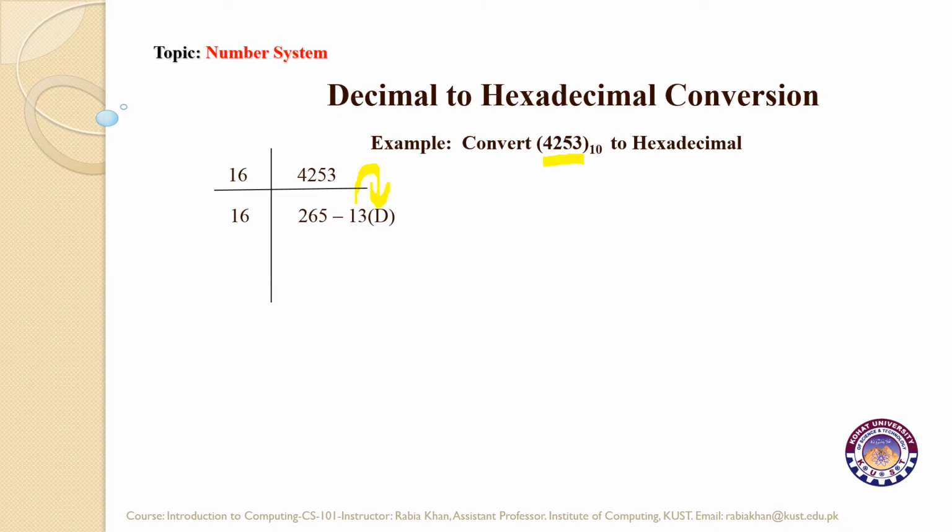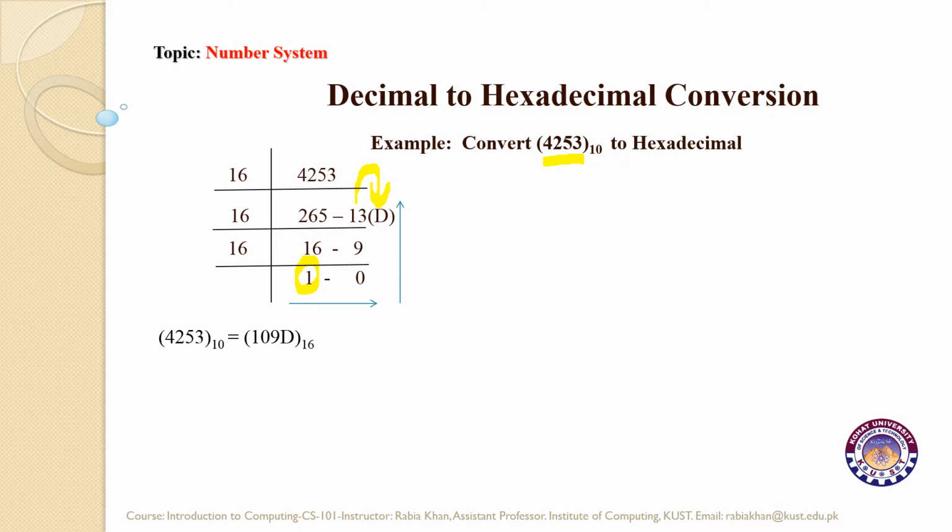Again, the quotient is divided by 16 and the result is 16 as quotient and 9 as remainder. This quotient 16 is again divided by 16 and the result is 1 as quotient and 0 as remainder. This quotient 1 is within the range of hexadecimal number and it cannot be further divided by 16. So here the division process comes to an end and we need to compile the results in bottom up manner.